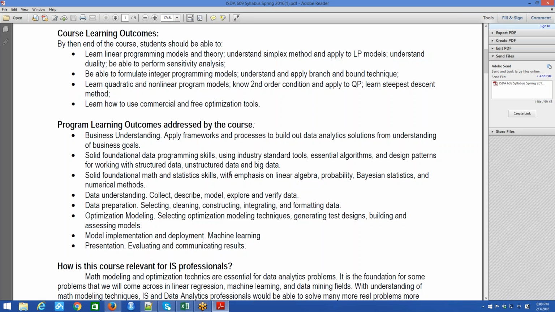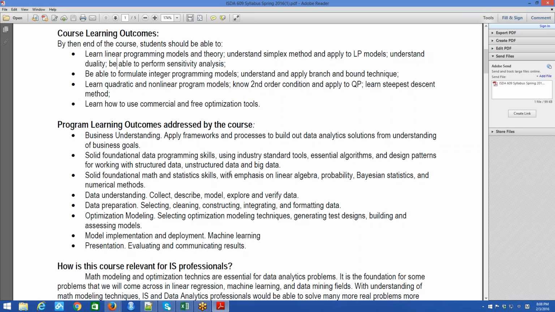And in addition to that, you would study integer programming and understand and apply branch and bound techniques. You would get an introduction to quadratic and nonlinear programming models and understand the second order condition and apply it to quadratic programming, learn the steepest descent method. And then you would realize that in many of the machine learning algorithms, the math problem itself is a quadratic programming or nonlinear programming problem.